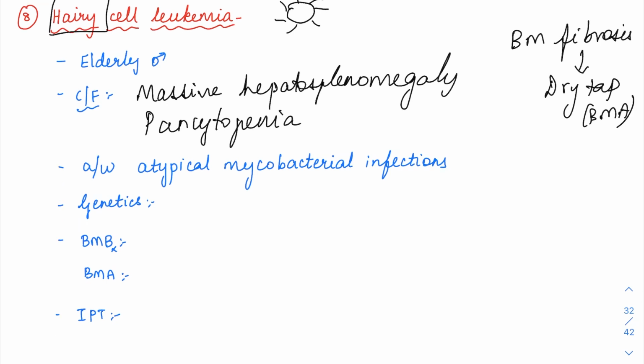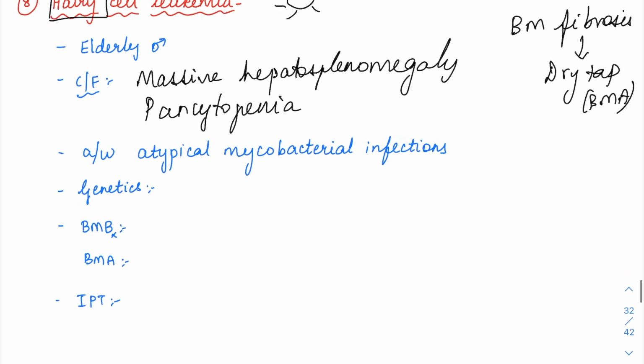right? So when the bone marrow is infiltrated by the lymphoma cells and also by fibrosis, there is no space for the other hematopoietic stem cells. So the hematopoiesis of other cells is going to be depleted, and that is going to result in the pancytopenic picture in the peripheral blood. So pancytopenia with massive hepatosplenomegaly, you have to think about hairy cell leukemia.